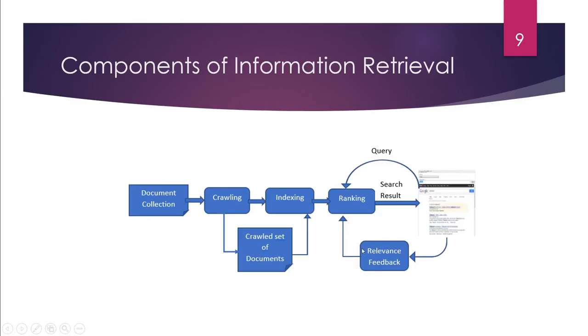Again, there is also a relevance feedback, the feedback given by the user to the initial search result displayed, and this in turn will help in the ranking process for the future search results which are displayed to the user. Now, this whole process is included in information retrieval. In the next session, we'll see crawling and we'll get into the details of it.